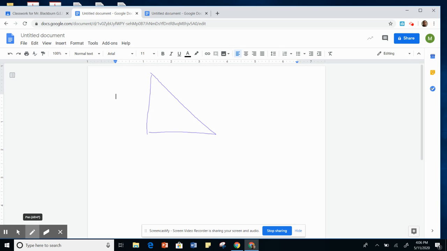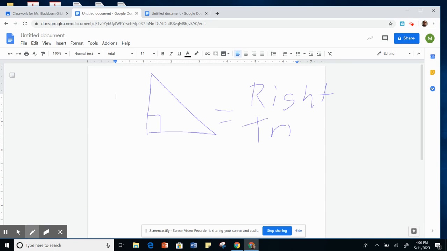Now, there's different types of triangles. I didn't go through all the classifications here. You have an equilateral where all sides are equal. You have an isosceles where two sides are equal in length. And then you also have a scalene where no sides are equal. But for the purposes of this assignment, we're going to look at the total measurement and how you find a missing angle. This is a special triangle.